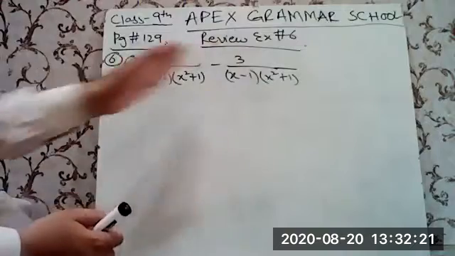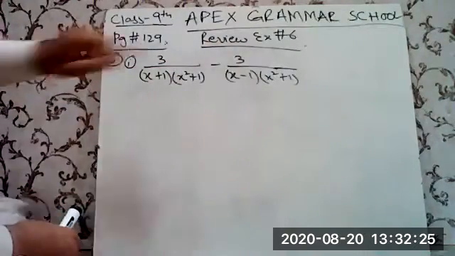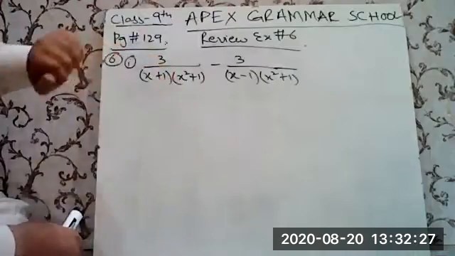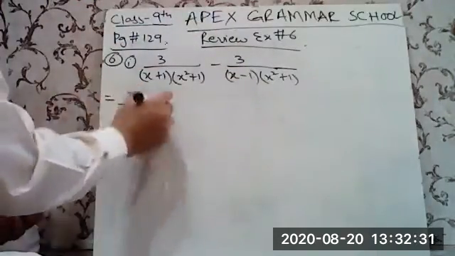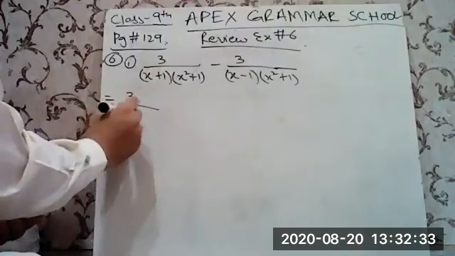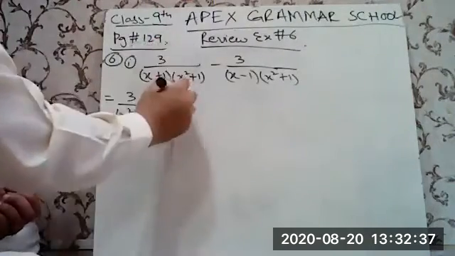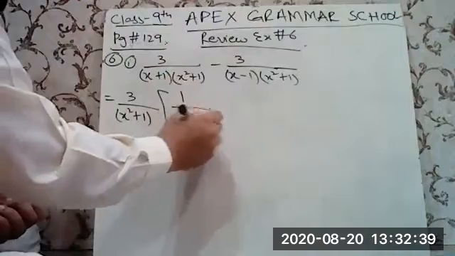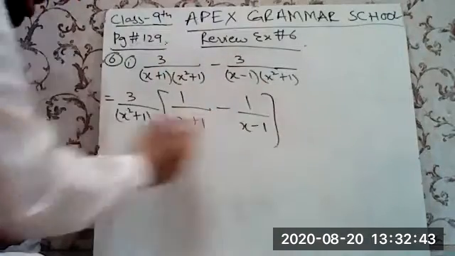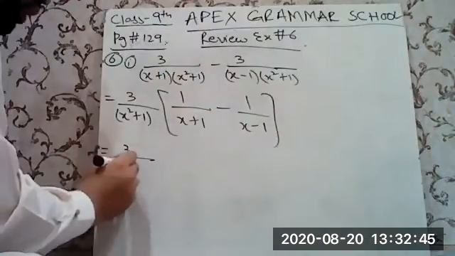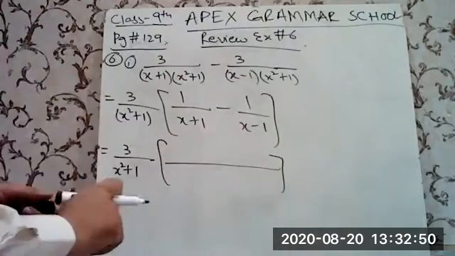Now see how simply we can solve this question. First of all, check what is common here. You can see that 3 is common, because 3 is here. X square plus 1 is common because x square plus 1 is also here. So after taking 3 from numerator and x square plus 1 from denominator common, the left is only 1 divided by x plus 1 minus 1 divided by only x minus 1. How simple is that?